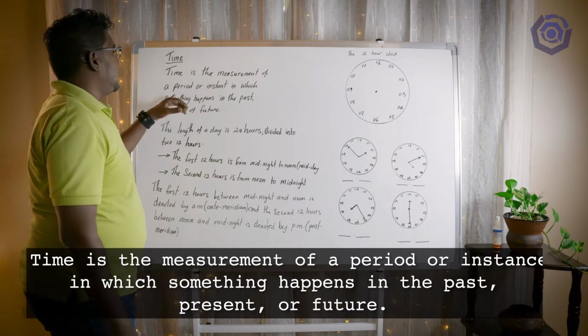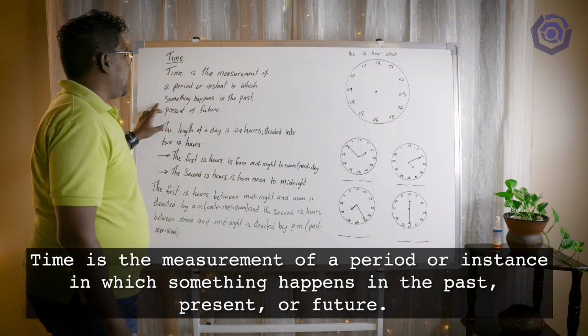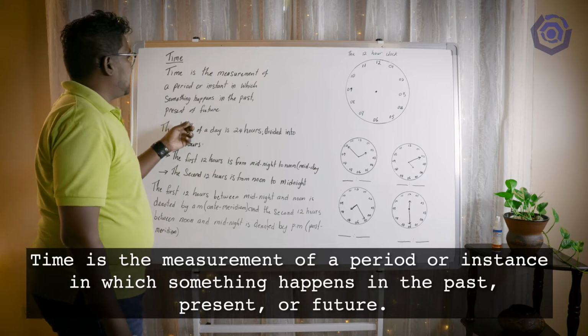The first thing we're going to look at is time. So let's just define what is time. Time is the measurement of a period or instant in which something happens in the past, present, or future.